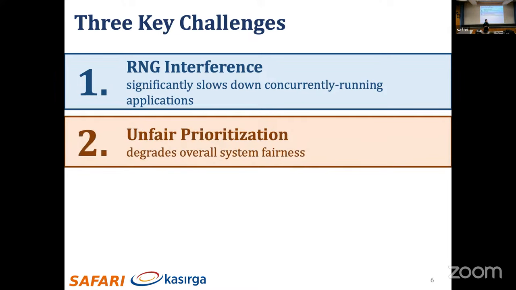And the second challenge is the unfair prioritization of RNG applications that intensively use random numbers. Because the memory request schedulers are optimized to achieve high throughput, and these types of applications can create a lot of memory requests based on the random number throughput that they require. So because of that, the schedulers can prioritize them further compared to non-RNG application requests. And this can create unfairness in the system.